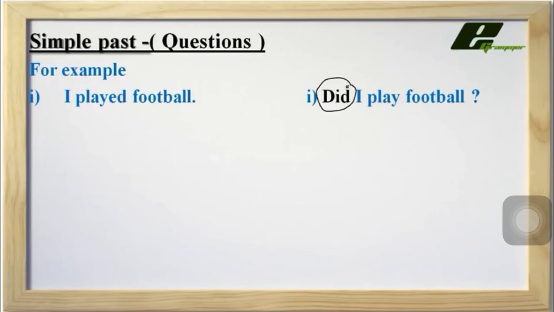Understood? Now listen, what I have done here while making a question of simple past, I write this sentence as it is here, but I made a small change in that. I use the base form of the verb. Instead of played, I use play. When I use play, and when I add did at the beginning of the sentence, so: Did I play football? And that sentence becomes a question. Wow, isn't that simple?